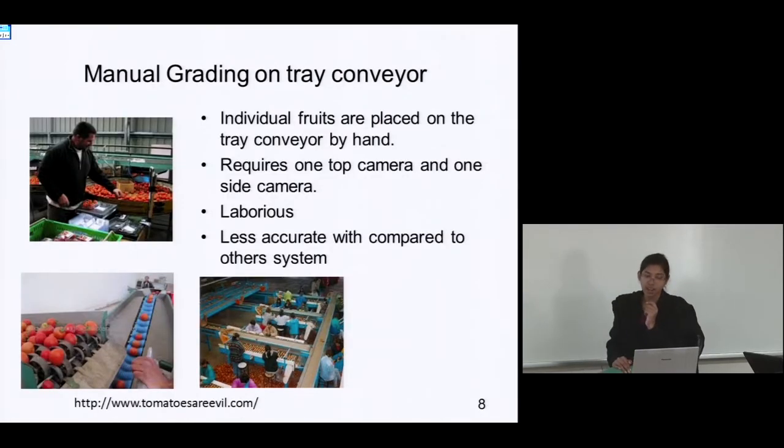Then manual grading of tomato on conveyor. Manual grading is the most popular grading. It is done almost all over the country, and individual fruits are placed on the tray conveyor by hand, and as it is a continuous process, it is laborious. To grade tomato by taking two images, it requires two cameras, one top camera and one side camera. As manual work is involved, it is less accurate compared to other systems.